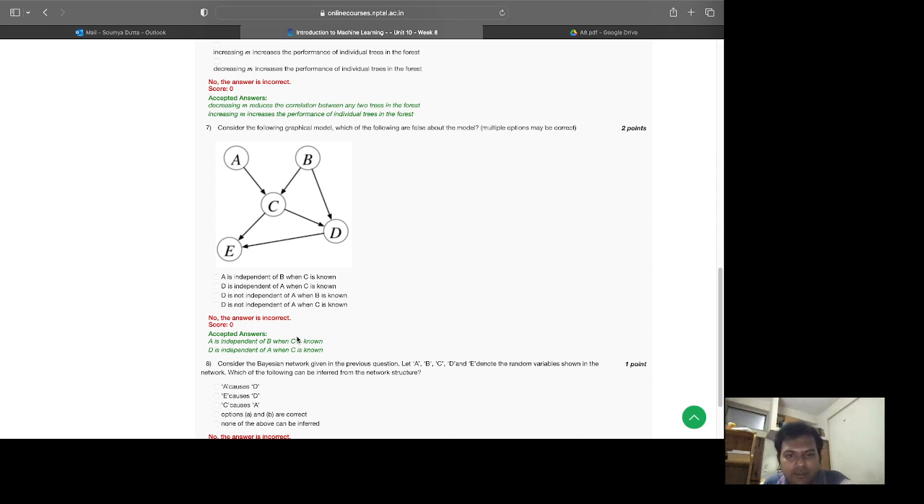Second one is D is independent of A when C is known. When C is known, okay, C is known to you. Once C is known to you, but D you don't know.